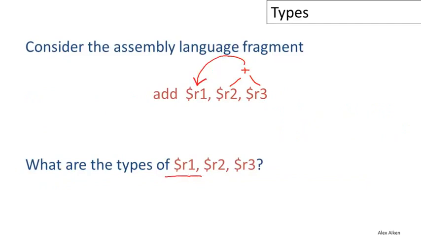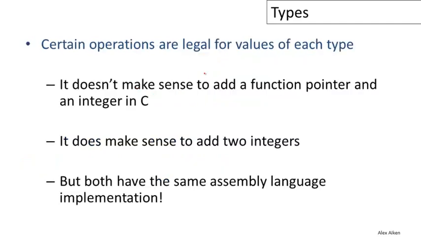The question is, what are the types of R1, R2, and R3? You might hope that they're integers, but in fact, this is a trick question because at the assembly language level, I can't tell. There's nothing that prevents R1, R2, and R3 from having arbitrary types. They could be representatives of any kind of type, and because they're just a bunch of registers with zeros and ones in them, the add operation will be happy to take them and add them up, even if it doesn't make sense, and produce a bit pattern that it stores into R1.